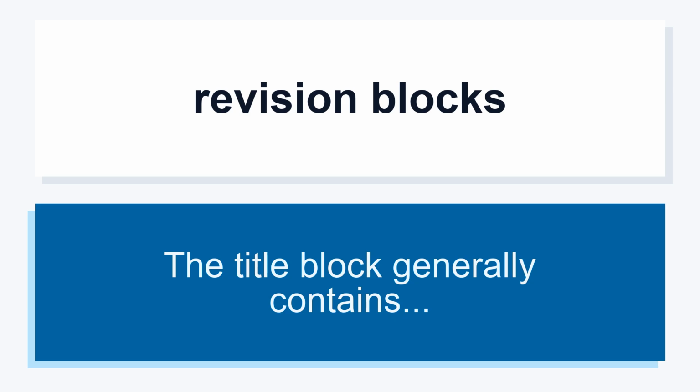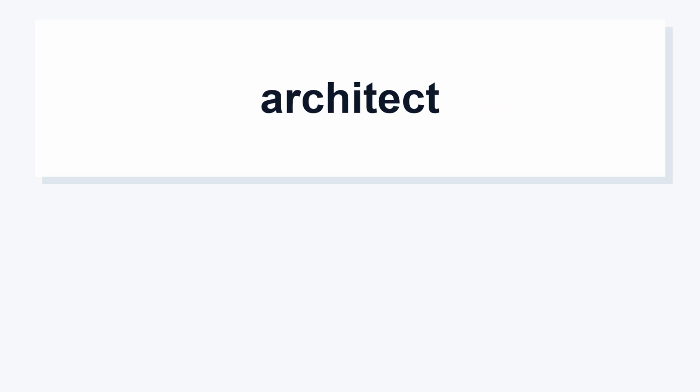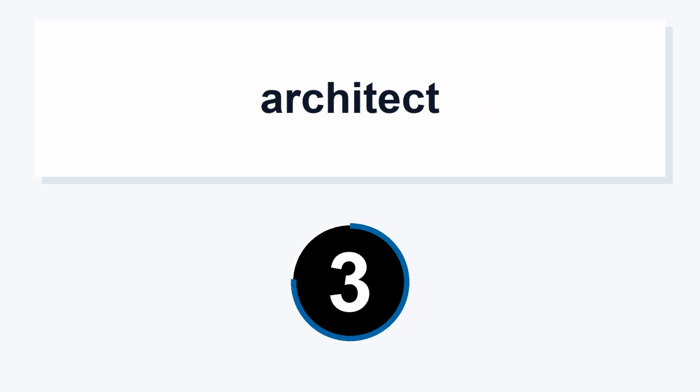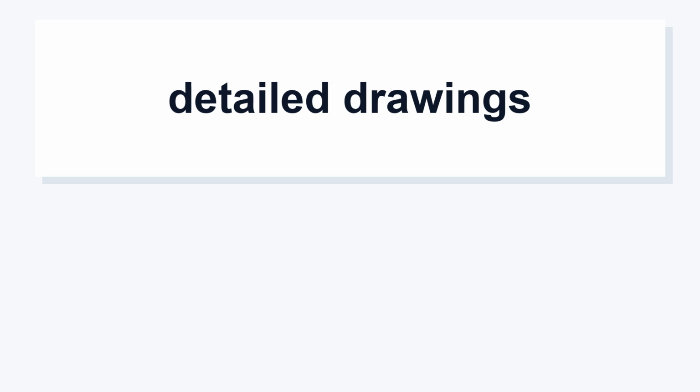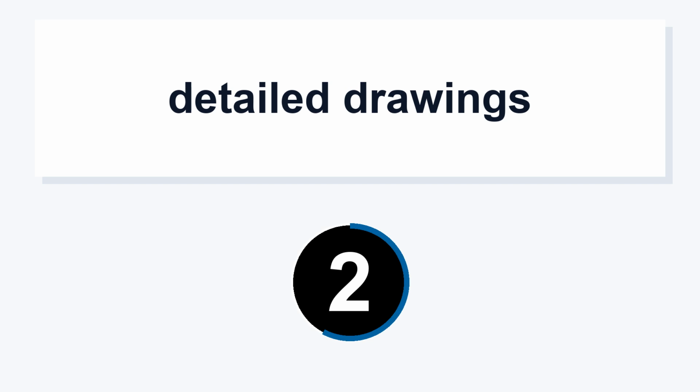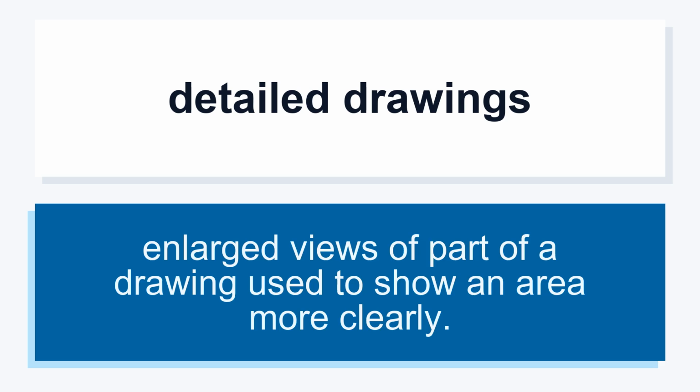The title block generally contains revision blocks. Architect. An architect is a qualified, licensed person who creates and designs drawings for a construction project. Detailed drawings. Enlarged views of part of a drawing used to show an area more clearly.